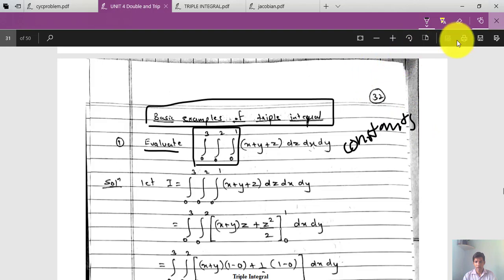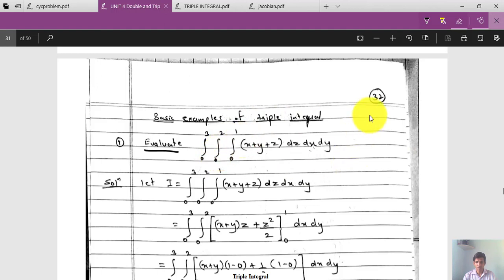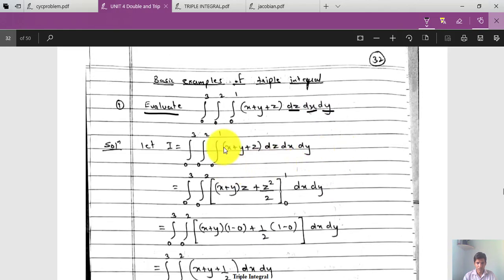So since they are constants, you need not worry. Whatever order of integration is given, you need to evaluate it first with respect to dz, then with respect to dx, and then with respect to dy, right? So first I take the innermost integral and evaluate it with respect to z, right?